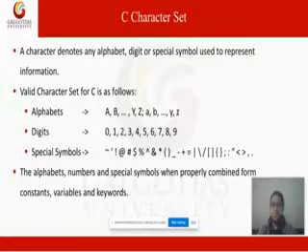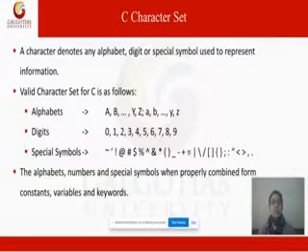Now, in C, its character set is comprised of the alphabets, the digits, and some special symbols. So the valid character set for C is the alphabets A, B, up to X, Y, Z, all those 26 letters in uppercase as well as in lowercase. Then you have digits from 0 to 9, and you have these special symbols. Special symbols are all those symbols like exclamation mark, question mark, brackets, curly braces, backslash, forward slash, minus, plus, division, operators. All those symbols are categorized as special symbols.